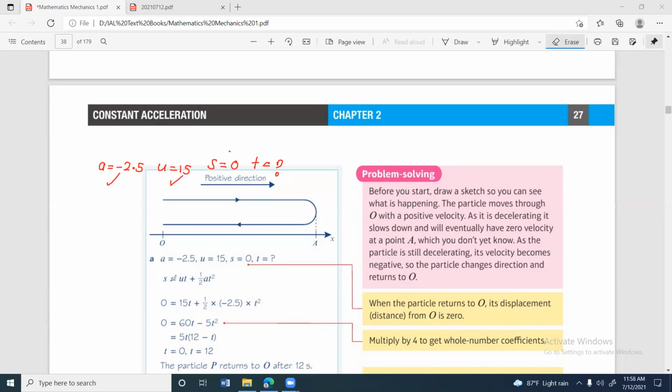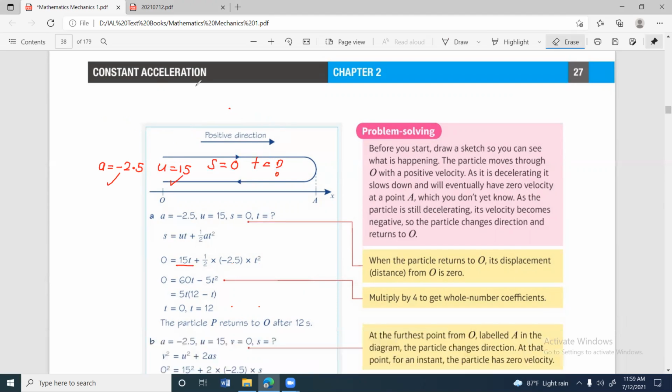If you apply s equals ut plus half at squared, you get 0 equals 15t plus half into minus 2.5 t squared. With that you get a quadratic equation, and again you get a similar condition as the previous one. What are the two solutions? The two solutions are t equals 0, that is the initial point itself, and t equals 12. At t equals 0, it's here. When t equals 12, it is here. After that, it should travel this way. That's a fact we need to understand with this question.